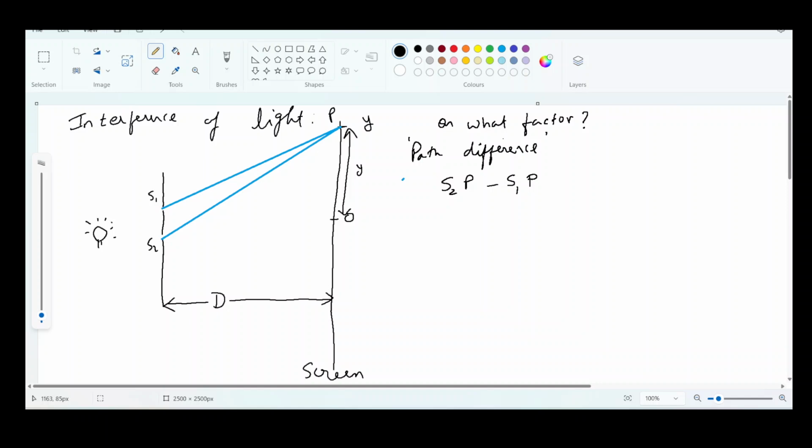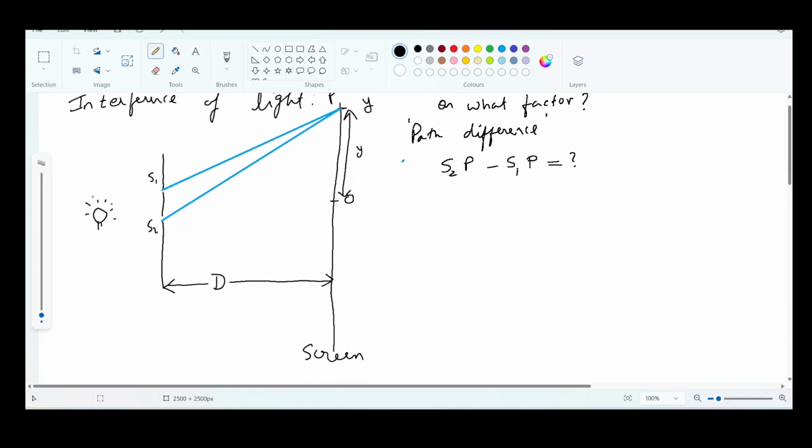Now, what can we do about this? I mean, this is what we want. Okay. S2P minus S1P is how much? And this question mark, when we find it, we will apply a few optics related concepts to this answer, and we will arrive at the answer whether it will be a dark band or a bright band at point P. Okay, so let us try to derive what this is equal to. S2P minus S1P is equal to how much?